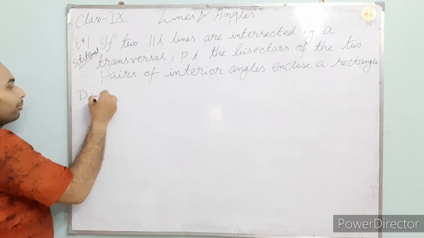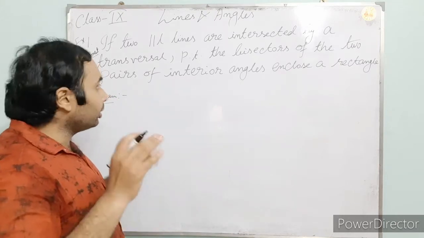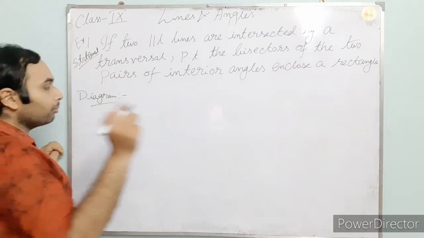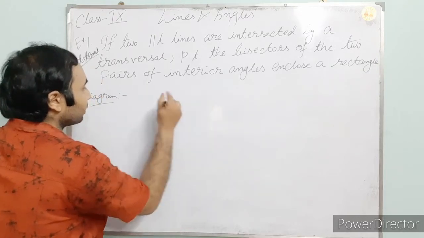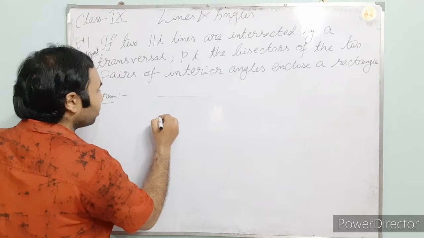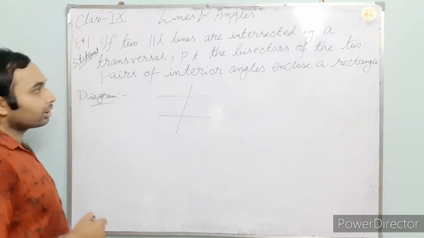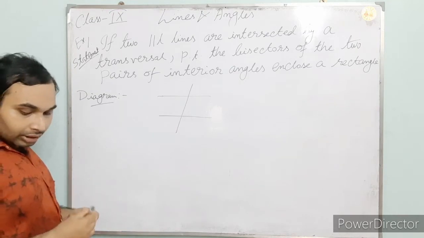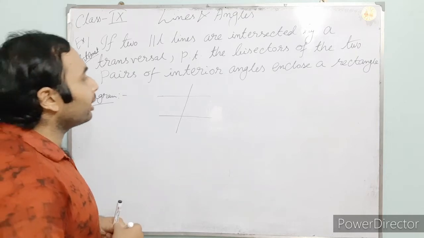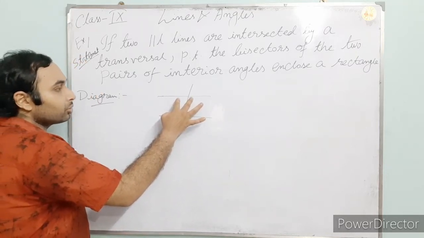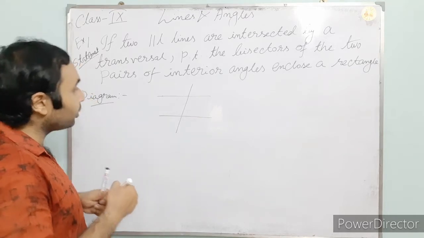Then the diagram. Whatever information is there, you have to draw a diagram from it. Here two parallel lines are there, so we draw two parallel lines. One transversal is there, which I have drawn also. Now they say the bisectors of two pairs of interior angles. Interior angles means those two pairs and those two pairs. I told you in the previous video.